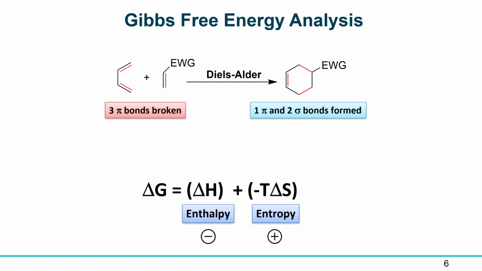Delta G is equal to delta H plus negative T delta S. A lower value for the temperature will give a negative value for delta G, allowing the Diels Alder reaction to proceed effectively. A higher value for temperature will give a positive value for delta G, favoring the reverse reaction, the retro Diels Alder.